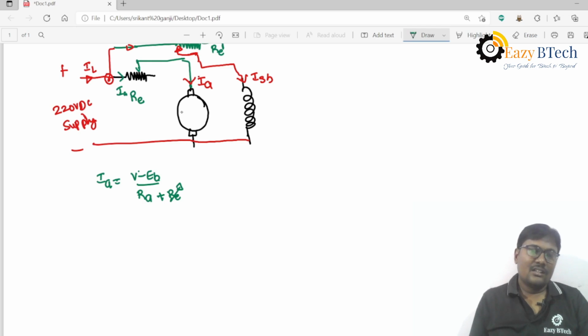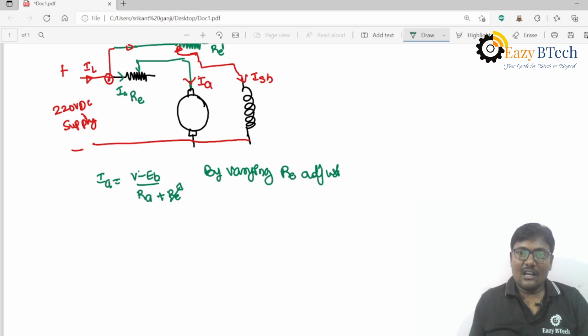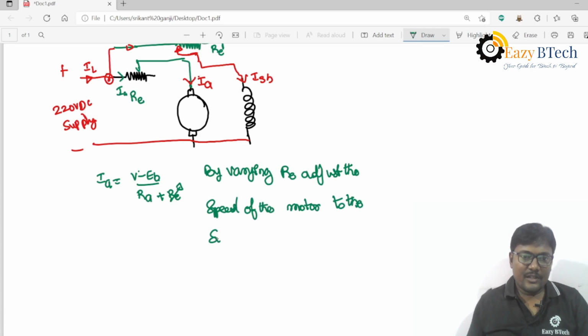By varying RE, adjust the speed of the motor to some speed.